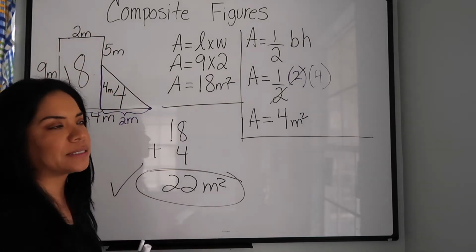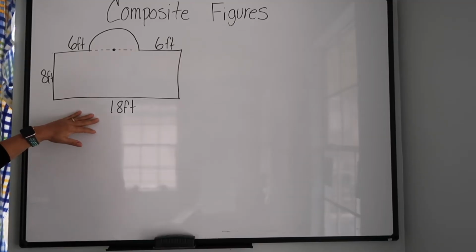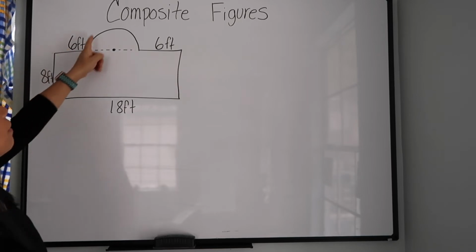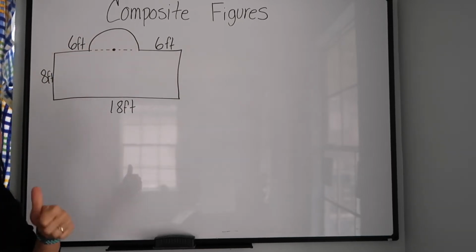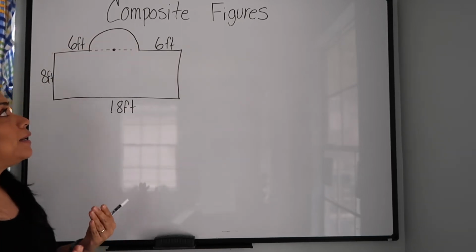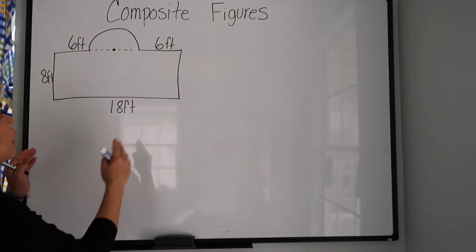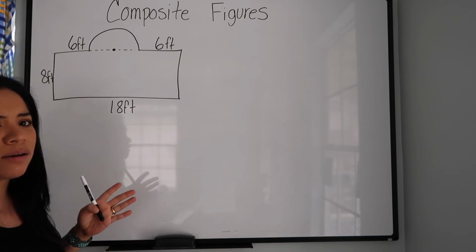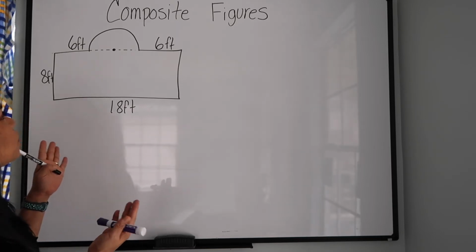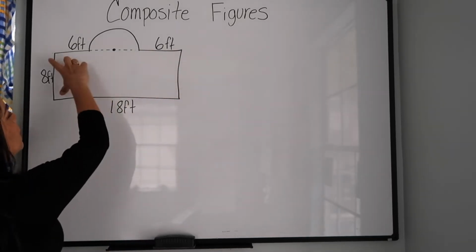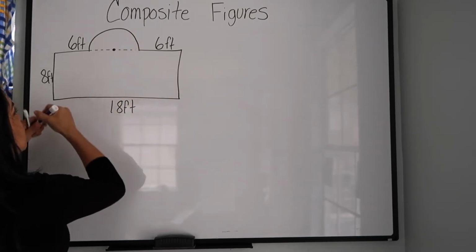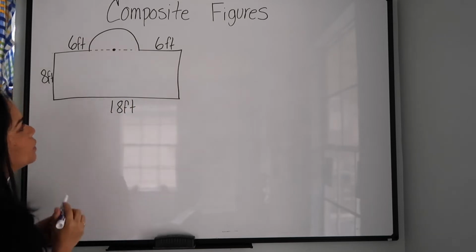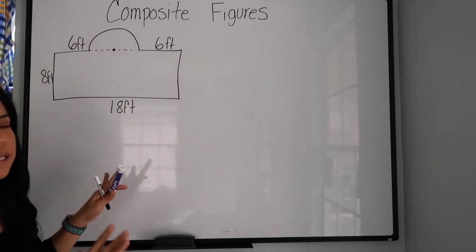Let's try another example. Here we have, it seems like, a rectangle and half of a circle. So step 1, we have to divide this composite figure into simple non-overlapping figures. For this composite figure, it doesn't seem too complicated because you can already see the separation. You have a rectangle and you have this half of a circle. So we're gonna leave it the way it is.